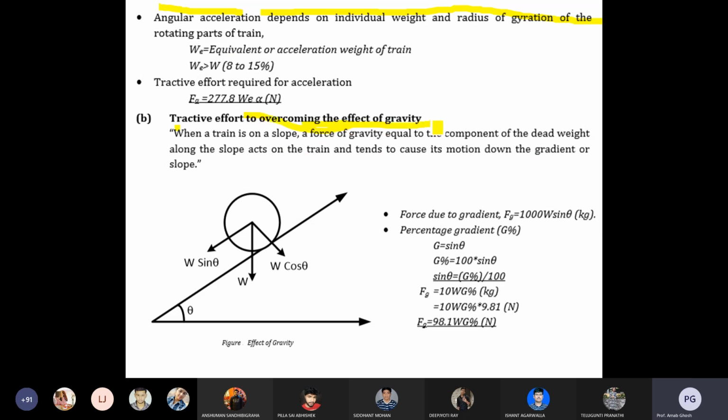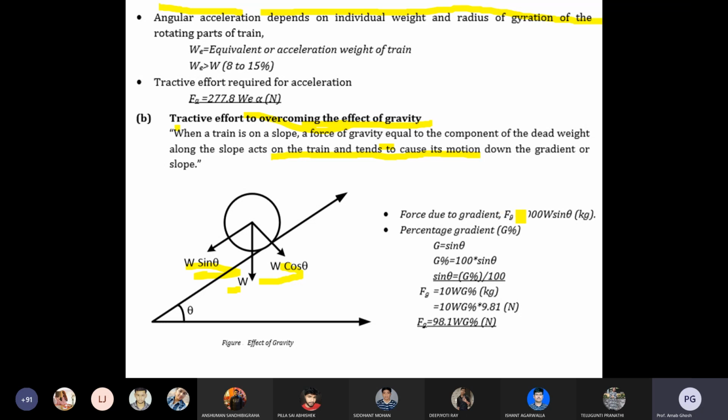Okay, sometimes the train needs to climb against gravity, so that is where it is important. Along with the slope, gravity acts on the real train and causes its motion down the gradient. Here you can see the different components of your force, or the traction. So directly you will get it.